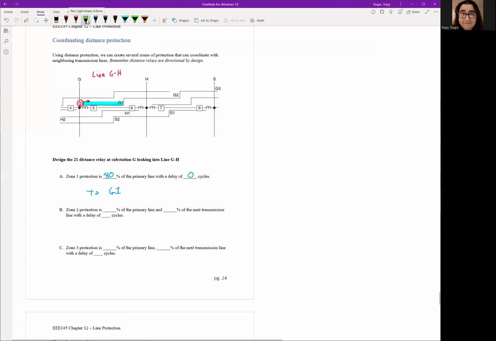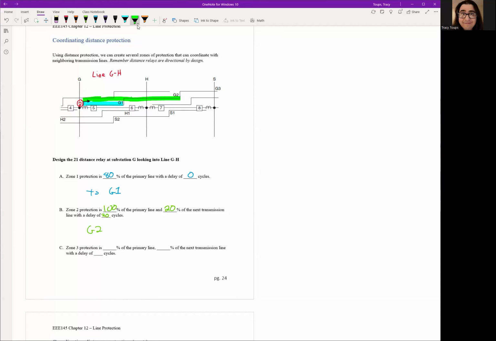Okay, next we'll have zone 2, which is 100% of the primary line plus 20% of the secondary line. This is about 20 cycles. This is going to go to G2. It looks a little funny. G2 shows 50% of the line, but it really should be 20%. So that's going to cover both our side and 20% of the next. That's a little too thick. Let's make it a little thinner so it could fit easier. Yeah, that should be good enough. Okay. There you go.